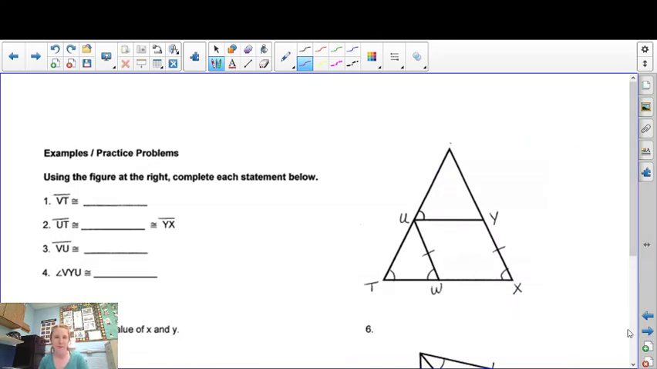All right, let's put some of this into practice. Using the figures to the right, complete each statement below. VT is congruent to what? Well, where is VT? I'm going to get the highlighter, and I wouldn't recommend doing a highlighter on your end unless you're going to get multiple different colors, because I'm going to erase my highlighter. So maybe different colors would work.